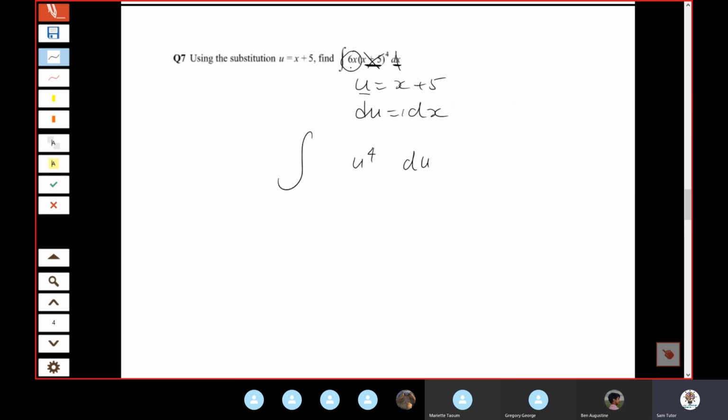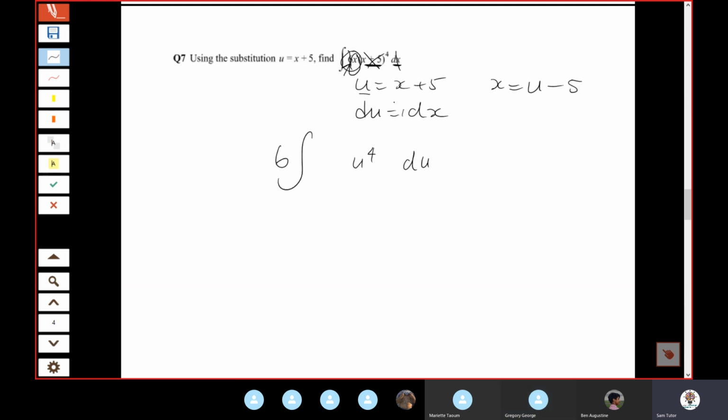Anybody have any idea? The 6 is not an issue because, remember, constants can just go on the outside for your integrals. But now we're left with an x. Anybody have any ideas of what I can do with that x? Turn it into u. Yeah, how? x equals u minus 5. You just said it.